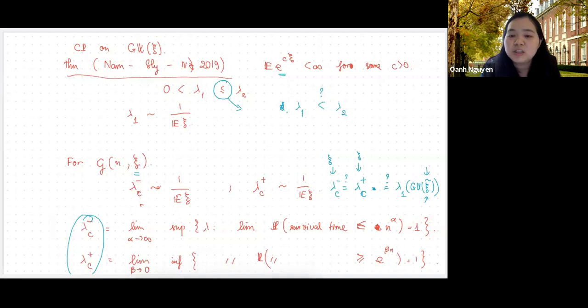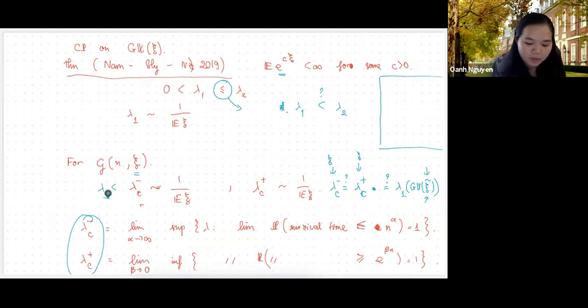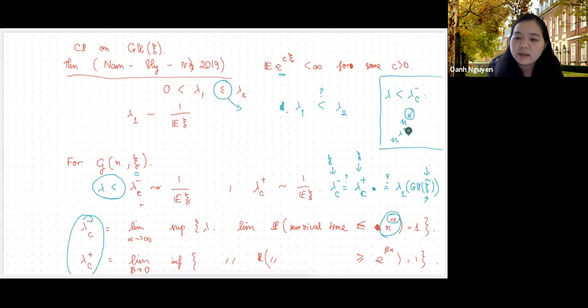One question that I am currently working on with Alan's slide is the case when lambda is small, let's say lambda is smaller than lambda c. We know that the survival time is smaller than polynomial. We want to find exactly what the power is. So when lambda is smaller than lambda c minus, what is the power alpha in the exponent? So far we think that it's going to be lambda squared, okay? But that is work in progress.